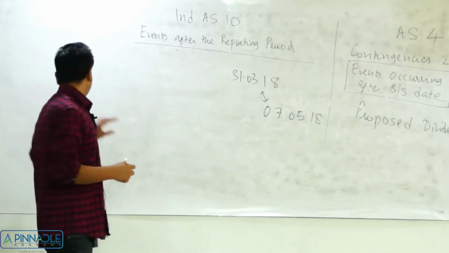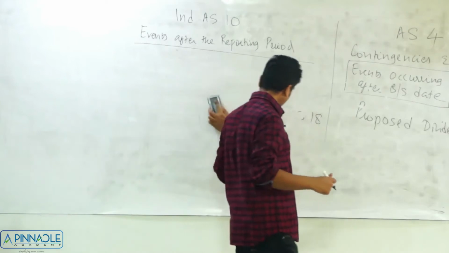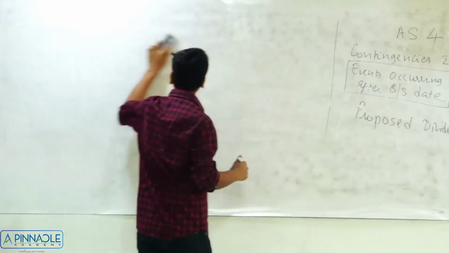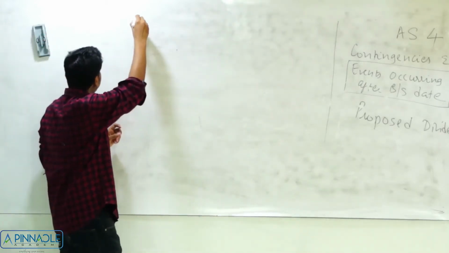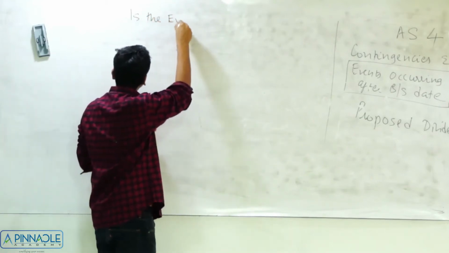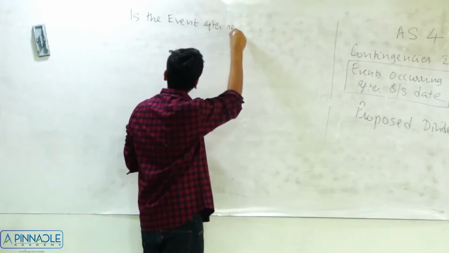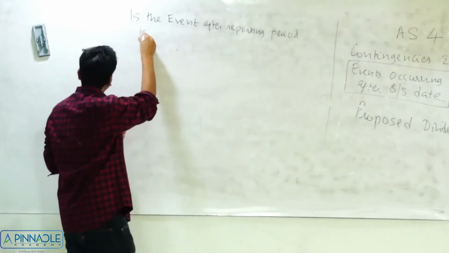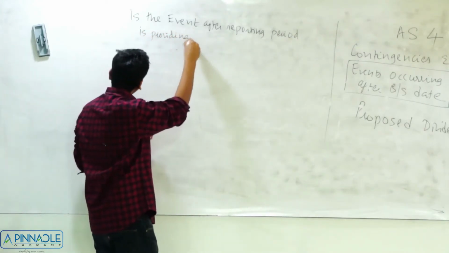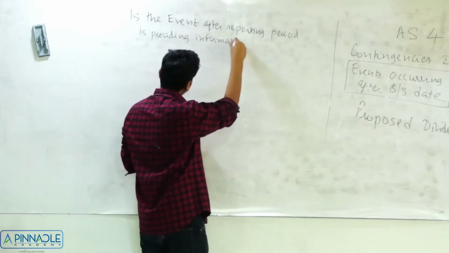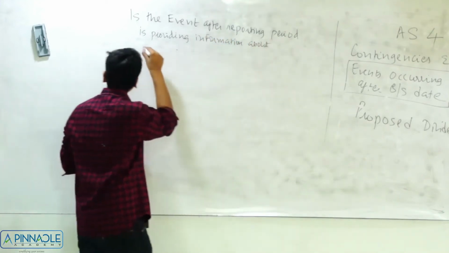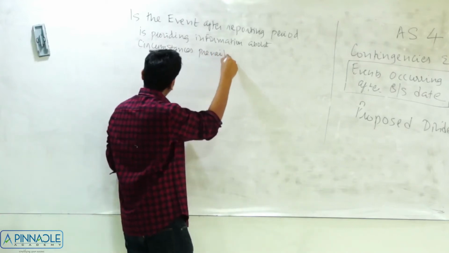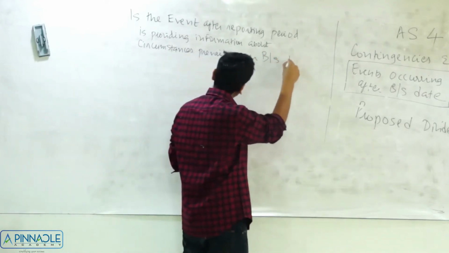So what we should really ask ourselves is, the question that we should ask ourselves is: is the event after the reporting period, or balance sheet date, whatever you say, providing information about circumstances prevailing on balance sheet date?